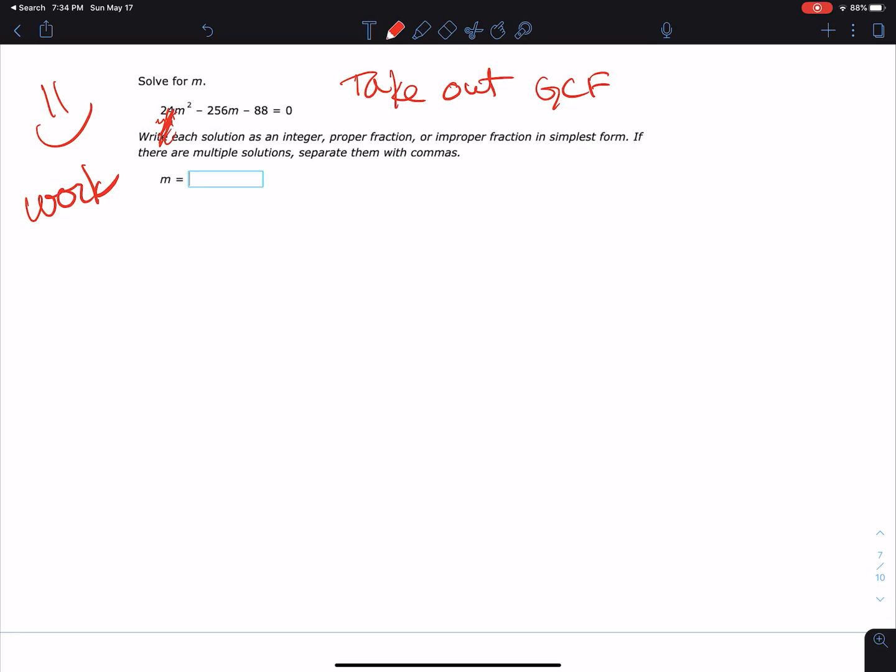So let me see. Oh, I'm trying to erase. Does 12 go into everything? Let me see. 88 divided by 12. No. Okay, so it looks like my GCF is 8. So I'm going to take an 8 out, and then that would leave me with 3m squared.